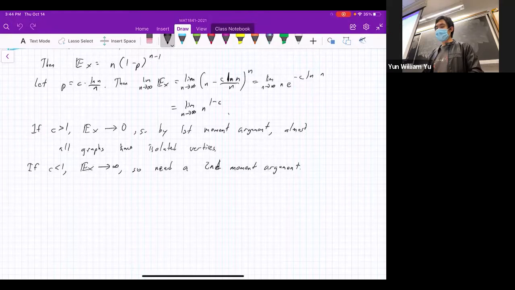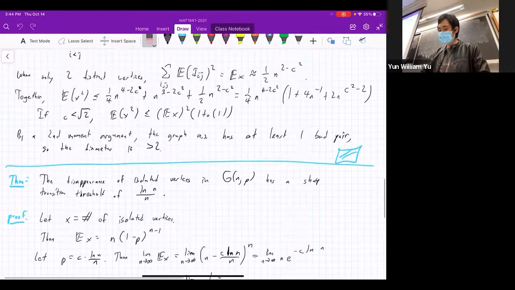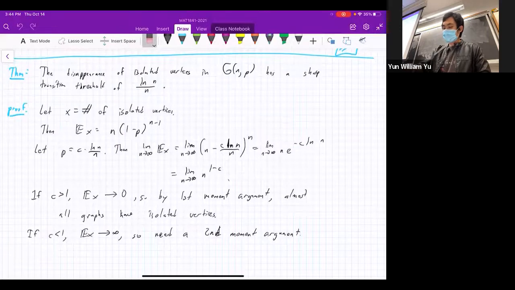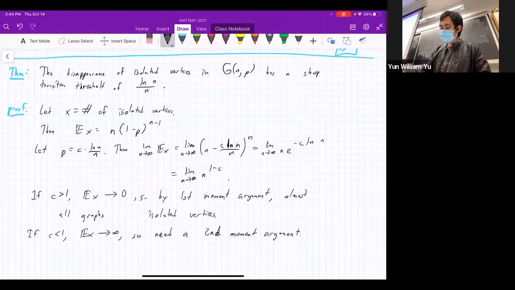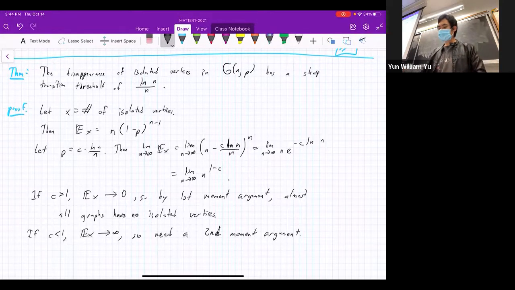When c is greater, yes, I do believe so. Wait, did I get this backwards? Goes to 0. I think I'm missing a "no" somewhere. Have no isolated vertices. Yep. Yeah, because if the expectation goes to 0, if in expectation you don't have any isolated vertices, then with high likelihood you don't have any as well.